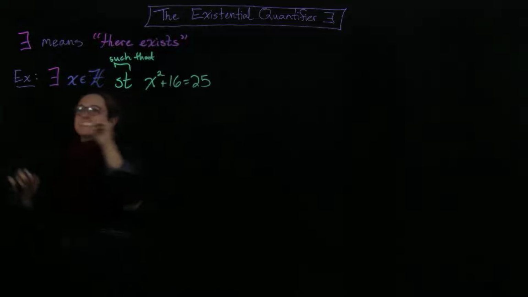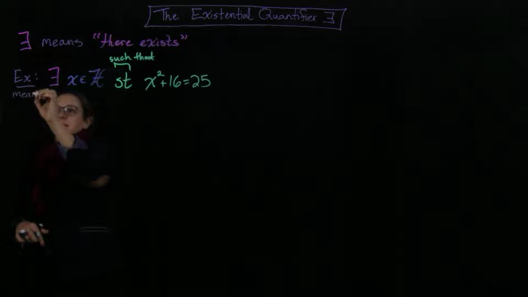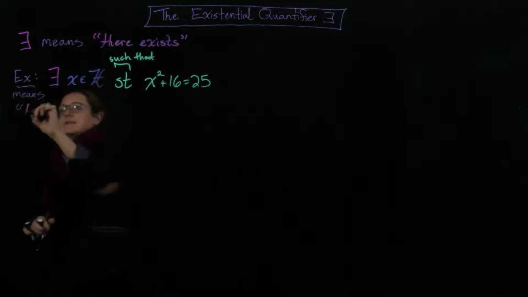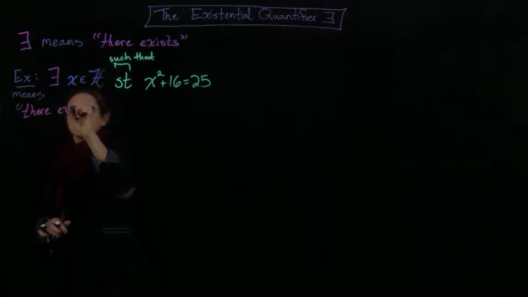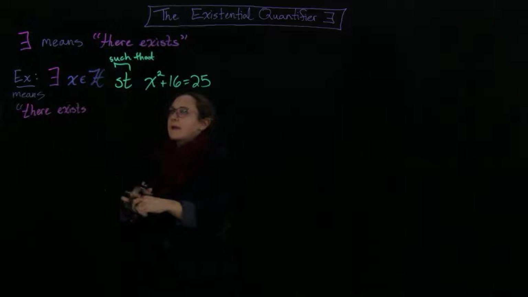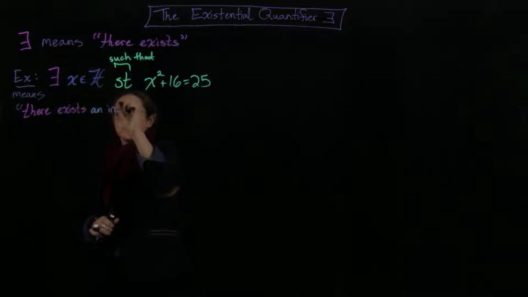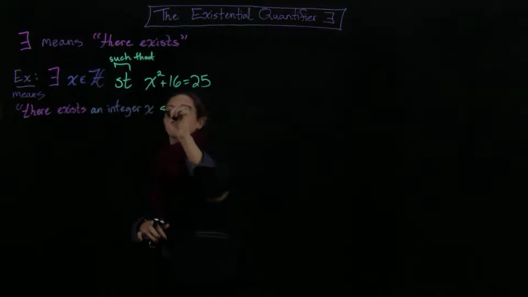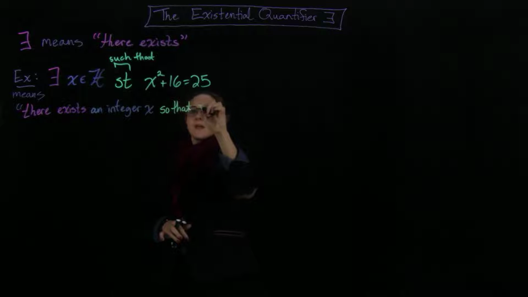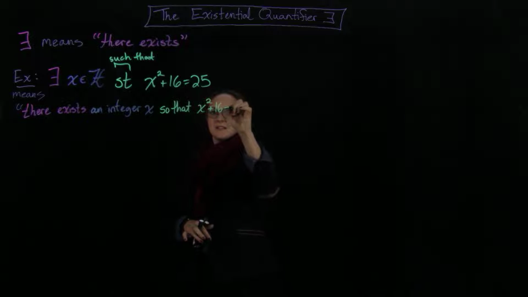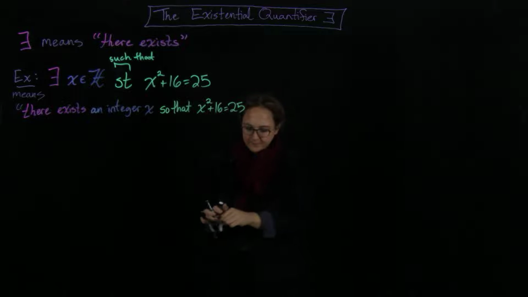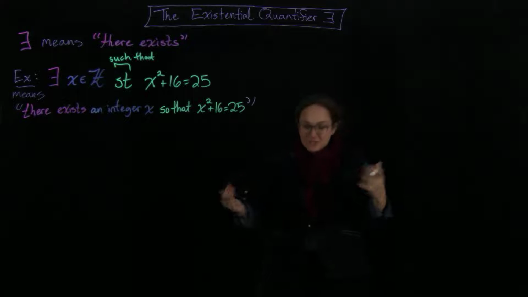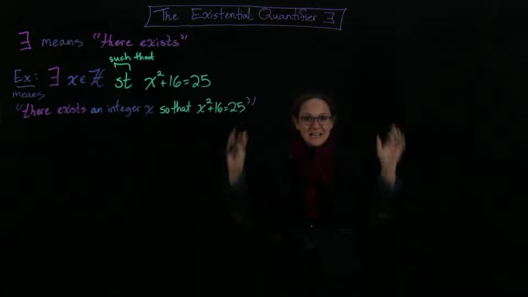And to parse what this statement means, it means there exists an integer x so that x squared plus 16 equals 25. Okay, so this is what it means symbolically. When you see that, you can just directly translate it as there exists.